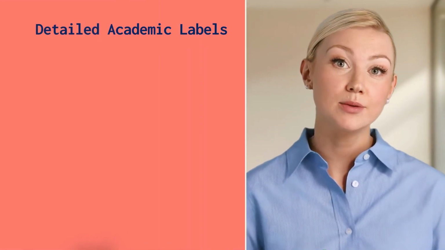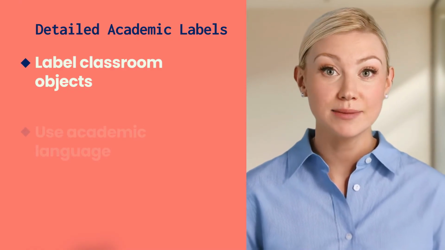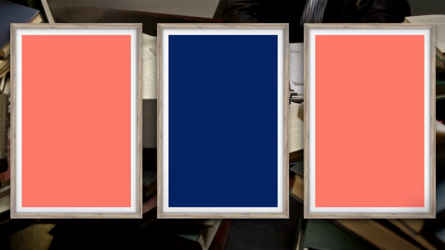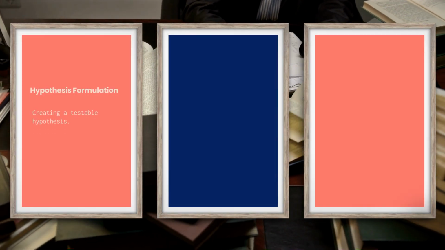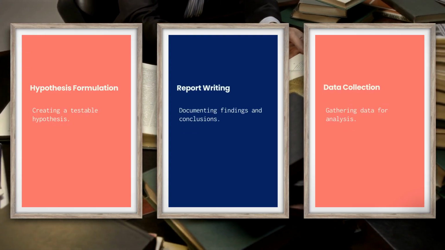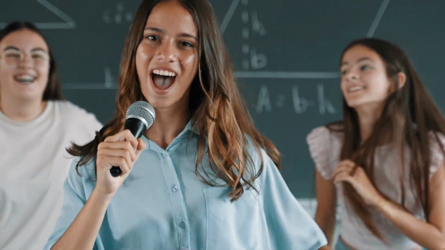Detailed academic labels. Label classroom objects and areas with detailed descriptions, academic language, and relevant context. For example, label a research corner with terms like hypothesis formulation, data collection, analysis, and report writing, including brief explanations of each process.